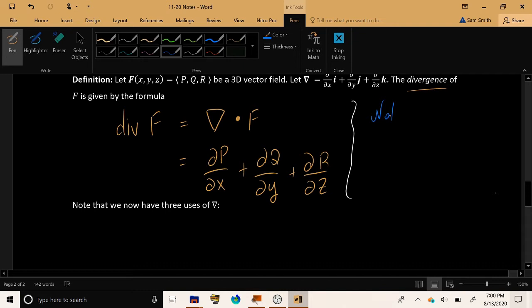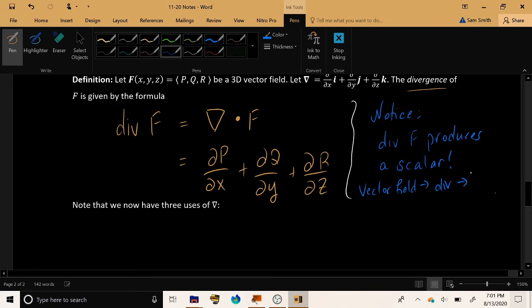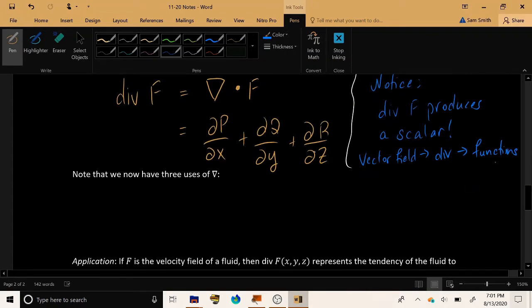This divergence is also unique for the following reason. Notice that div F produces a scalar. Dot products produce scalars, whereas cross products produce vectors. Since the div is in terms of the dot product, it will produce a scalar quantity and not a vector quantity. So it eats vector fields, and it produces functions. Regular multivariable functions that produce single real numbers.